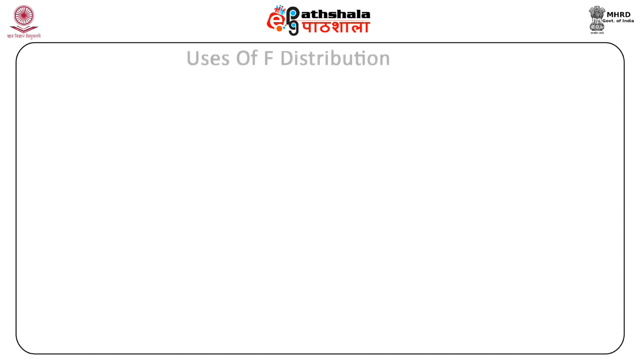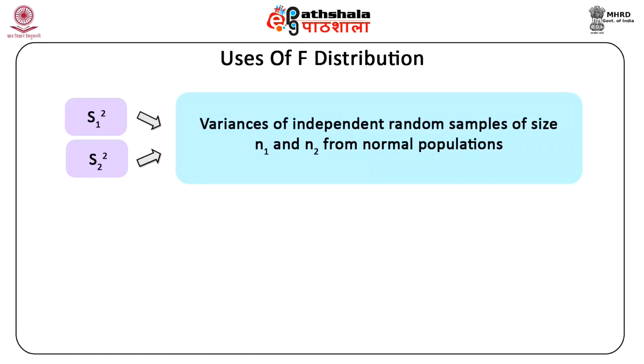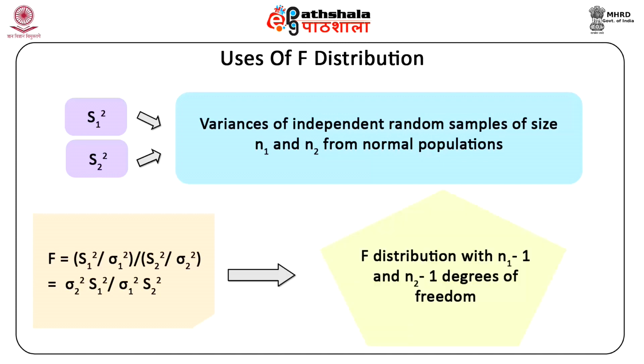Further, we shall discuss the uses of the F distribution. If S1 square and S2 square are the variances of independent random samples of size n1 and n2 from normal populations with variance sigma 1 square and sigma 2 square, then F is equal to S1 square upon sigma 1 square, divided by S2 square upon sigma 2 square, which is equal to sigma 2 square S1 square upon sigma 1 square S2 square, is a random variable having an F distribution with n1 minus 1 and n2 minus 1 degrees of freedom.